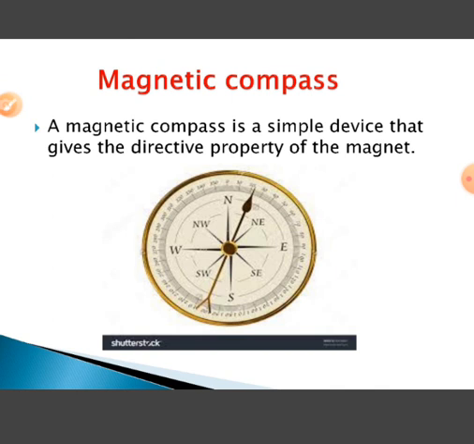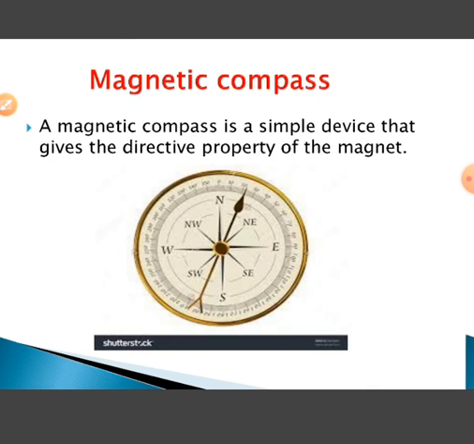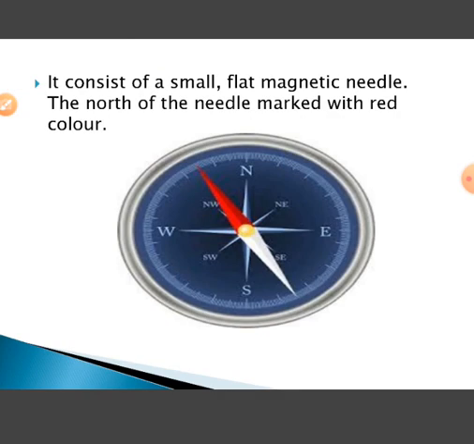Now, looking at the magnetic compass, we must have come across this magnetic compass in one way or the other. A magnetic compass is a simple device that gives the directive property of the magnet. It consists of a small flat magnetic needle, like we can see here. The needle's north end is marked with red. That's the north side of the needle.